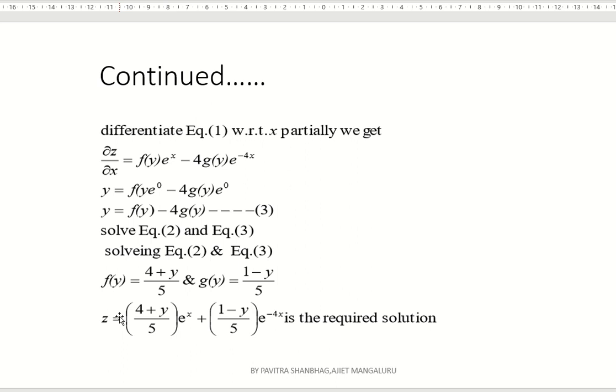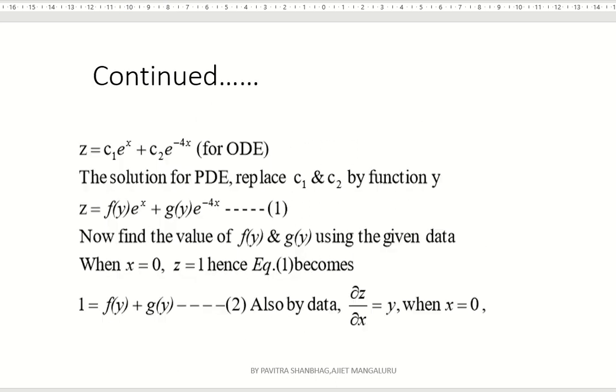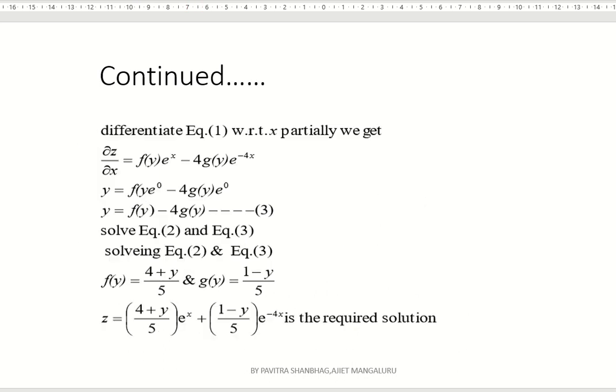At the end you have to write what is z, that is, you have to replace in this expression z = f(y)e^x + g(y)e^(−4x). What is f(y)? That is (4 + y)/5 e^x + (1 − y)/5 e^(−4x). So this is the required solution for the given PDE, right?